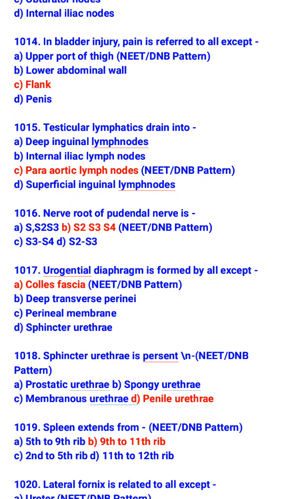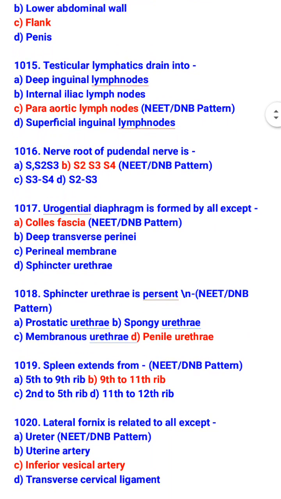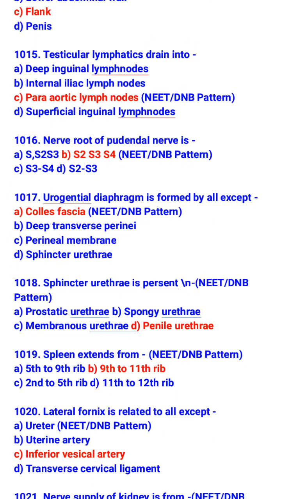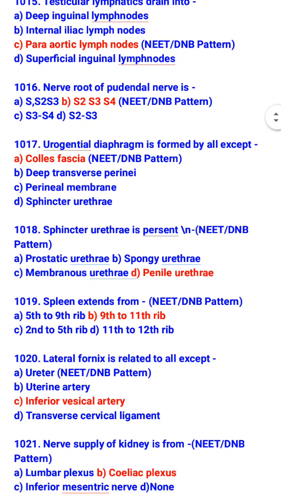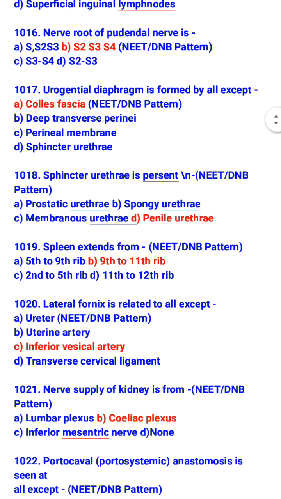Urogenital diaphragm is formed by all except Colles fascia. So urogenital diaphragm is formed by deep transverse perineal, perineal membrane and sphincter urethrae. Sphincter urethrae is present in penile urethra. Spleen extends from 9th to 11th rib.